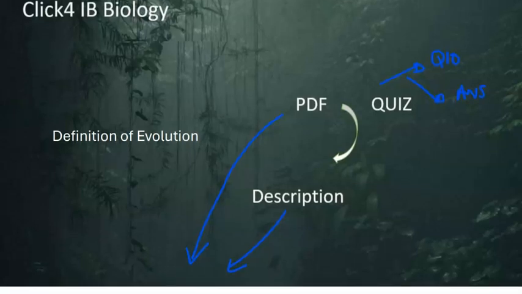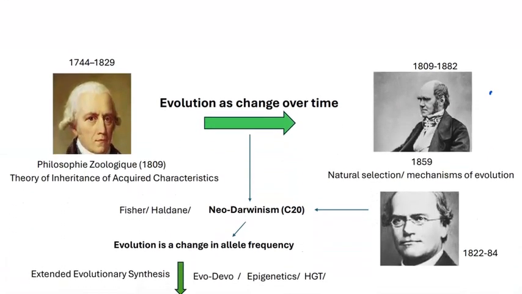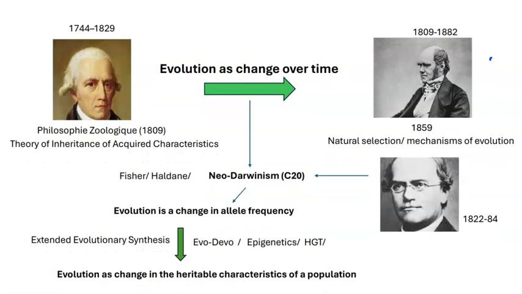Definition of evolution. Now, the definition of evolution is something that has evolved from the 18th century all the way through to the 21st century. Perhaps in the 18th century, most notably, was the contribution of Jean-Baptiste Lamarck in his publication, the Zoologie Philosophique, where he outlined what he called the theory of inheritance of acquired characteristics. So this is in approximately 1809. Acquired characteristics are features of your biology which you have developed during your lifetime.